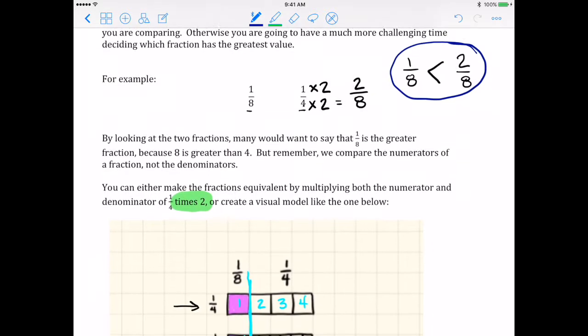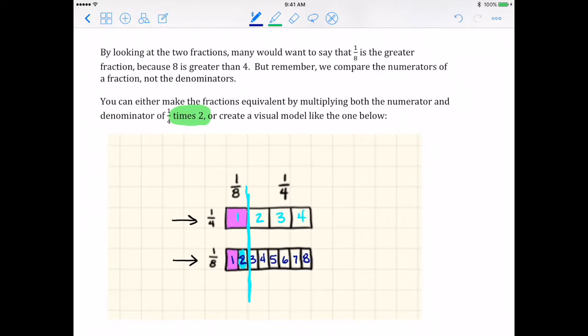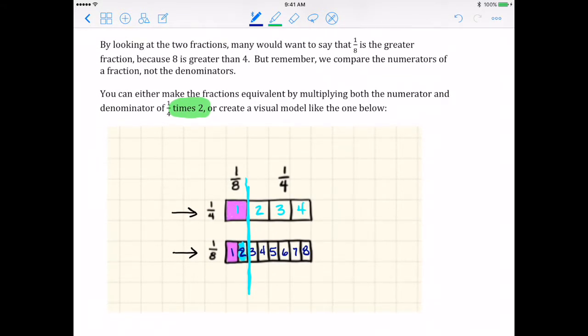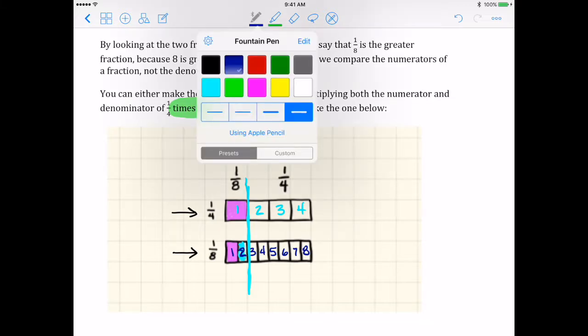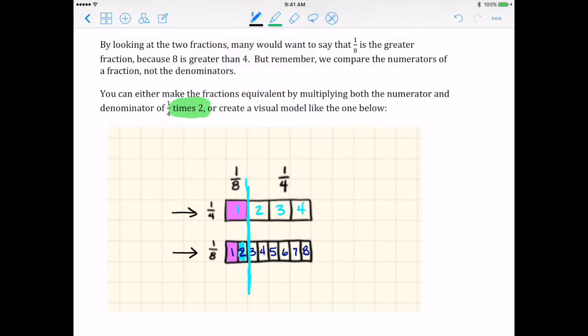So a visual fraction model is a way to help you see visually which fraction is greater. But make sure that your visual fraction models are the same size. If you create something like this, here's how I'm going to create my 1, 2, 3, 4, but then I'm going to use my 8. I'm going to go 1, 2, 3, 4, 5, 6, 7, 8.